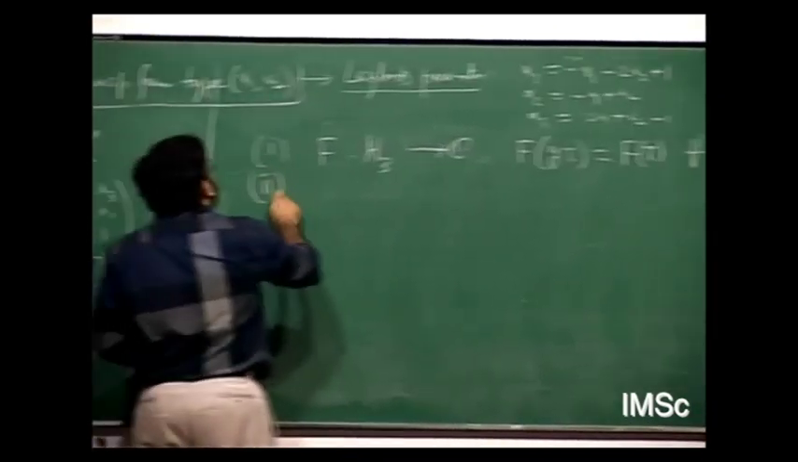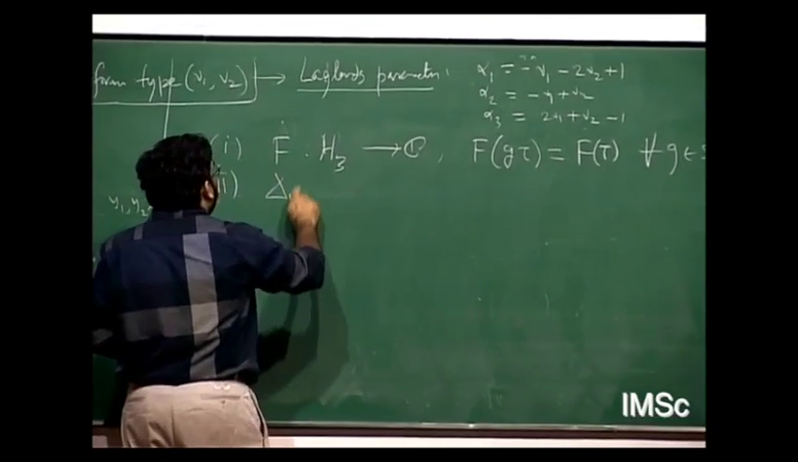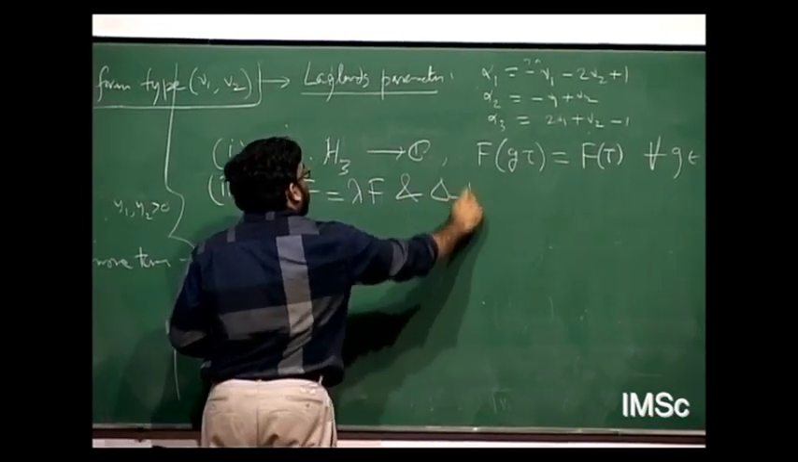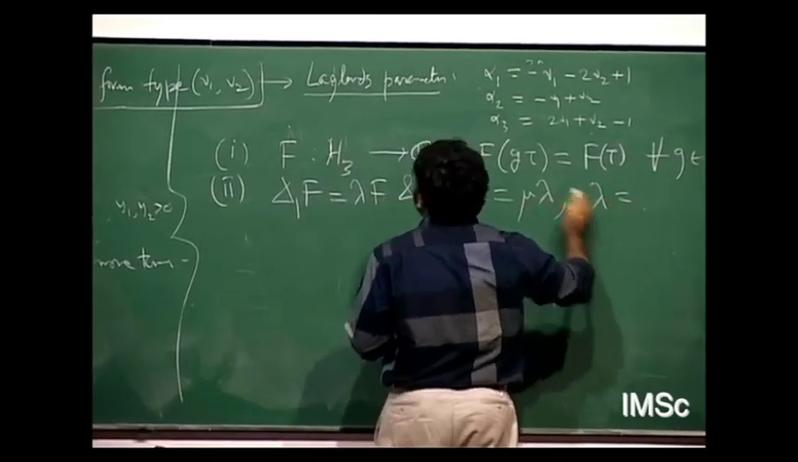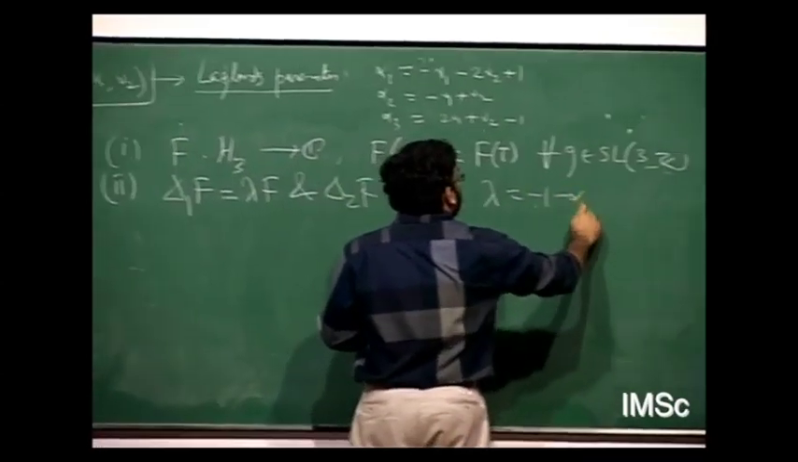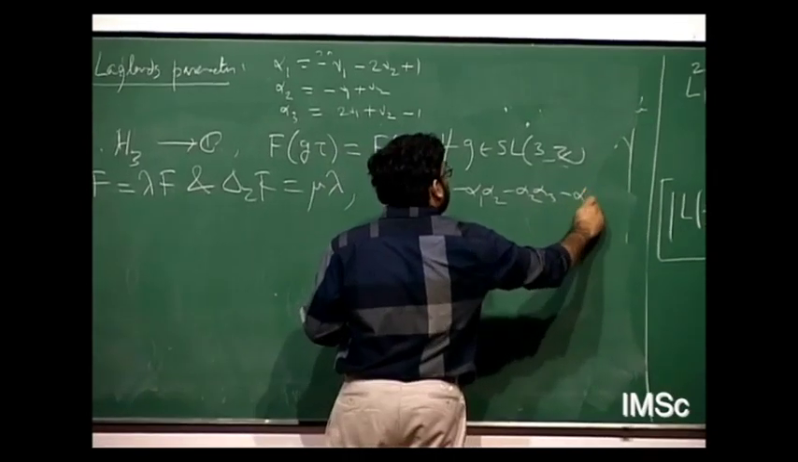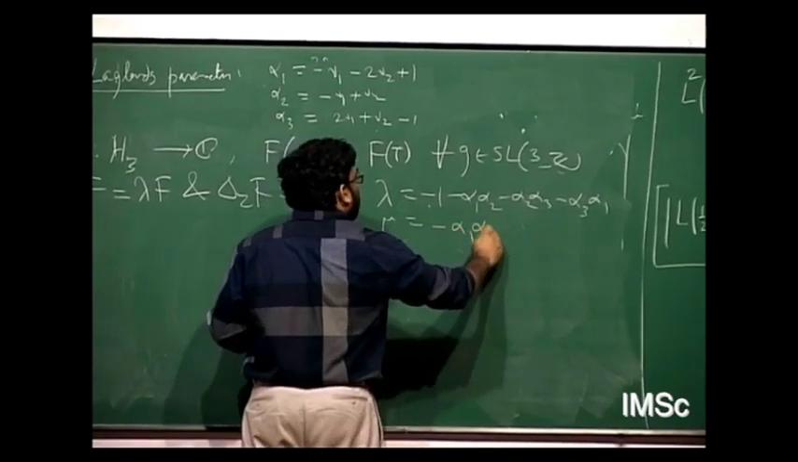Secondly, they have to be eigenfunctions of these two operators. So you want delta 1 of f to be lambda times f, and delta 2 of f to be mu times f, where lambda and mu can be written in terms of nu1, nu2. So lambda is minus 1 minus alpha 1 alpha 2, minus alpha 2 alpha 3, minus alpha 3 alpha 1, and mu is minus alpha 1 alpha 2 alpha 3.